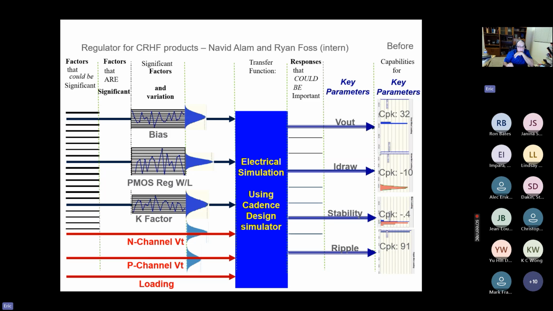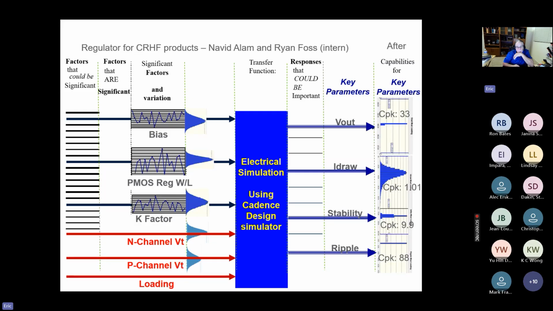But now that they had this model, the noise factors are shown in red over here. This is manufacturing variation. This is variation in how you use it. They were able to come up with optimal settings and get really good CPKs greater than 1 on all the requirements.